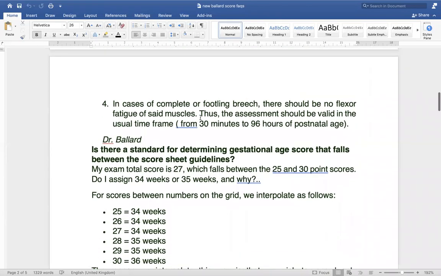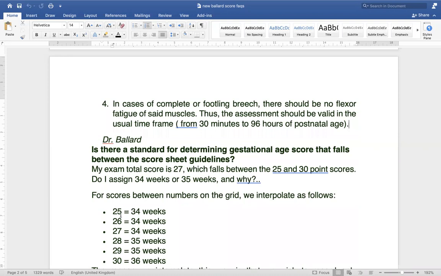Okay. So the usual time frame for the Ballard scoring system is 30 minutes to 96 hours. So this scoring system is valid in this time frame. However, it can be used up to 7 days. Sometimes you get in-between scores. Ballard scores are in sets of 5, like 25 and 30, so there are no in-between gestations.